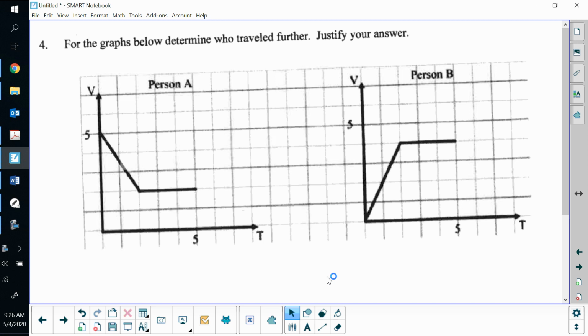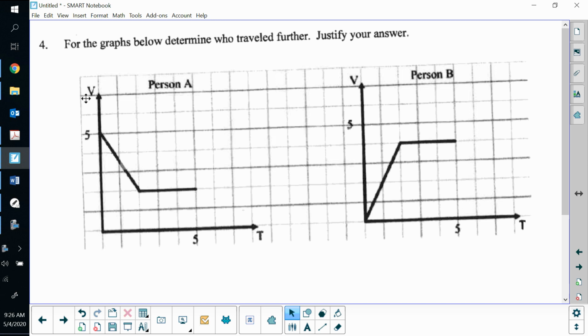For today's topic, we'll review how to determine how far someone traveled from a velocity graph. So we'll be working on pages 25 to 29 today, and we're going to do number 4 together, and then 5, 6, and 8 you'll try on your own. So this is on page 25, number 4.